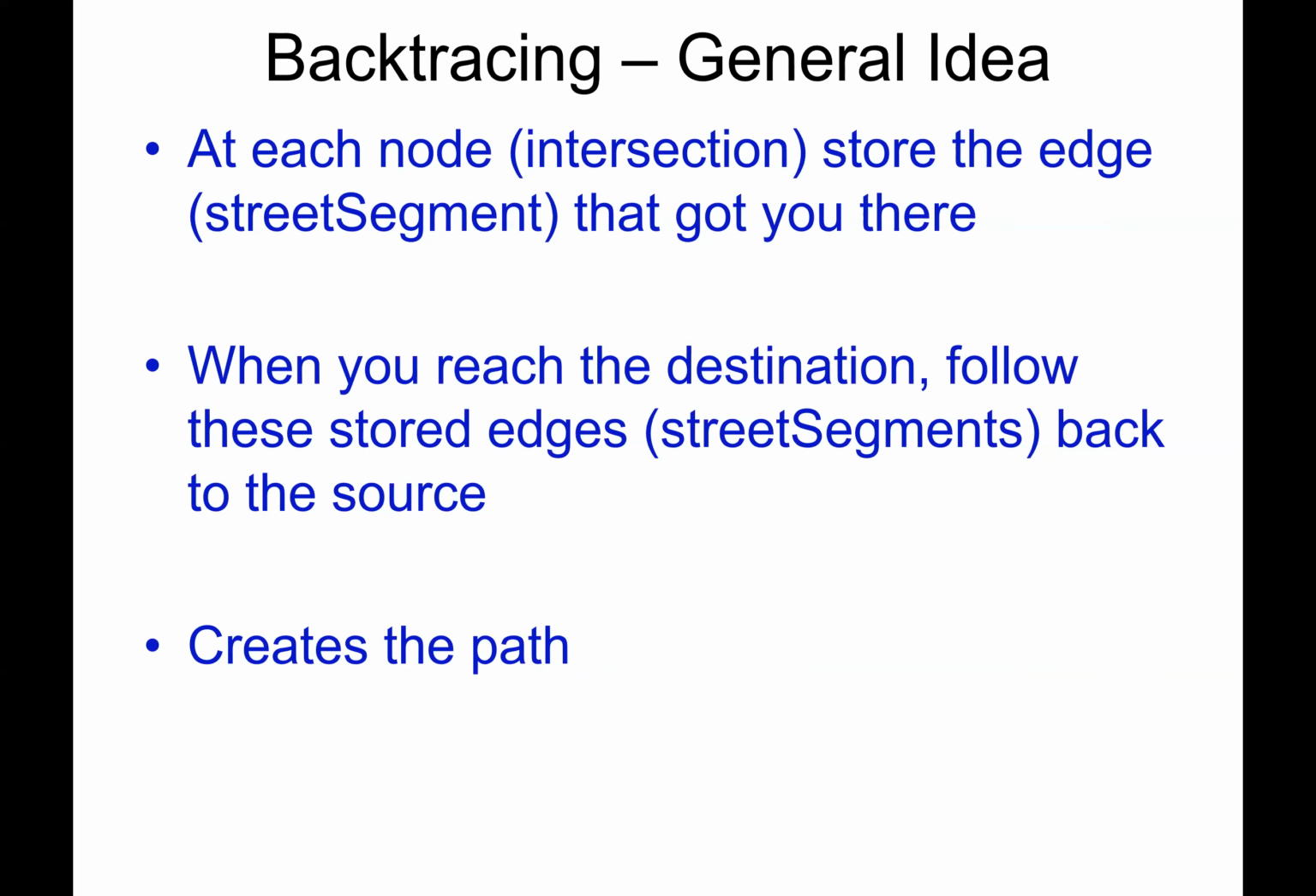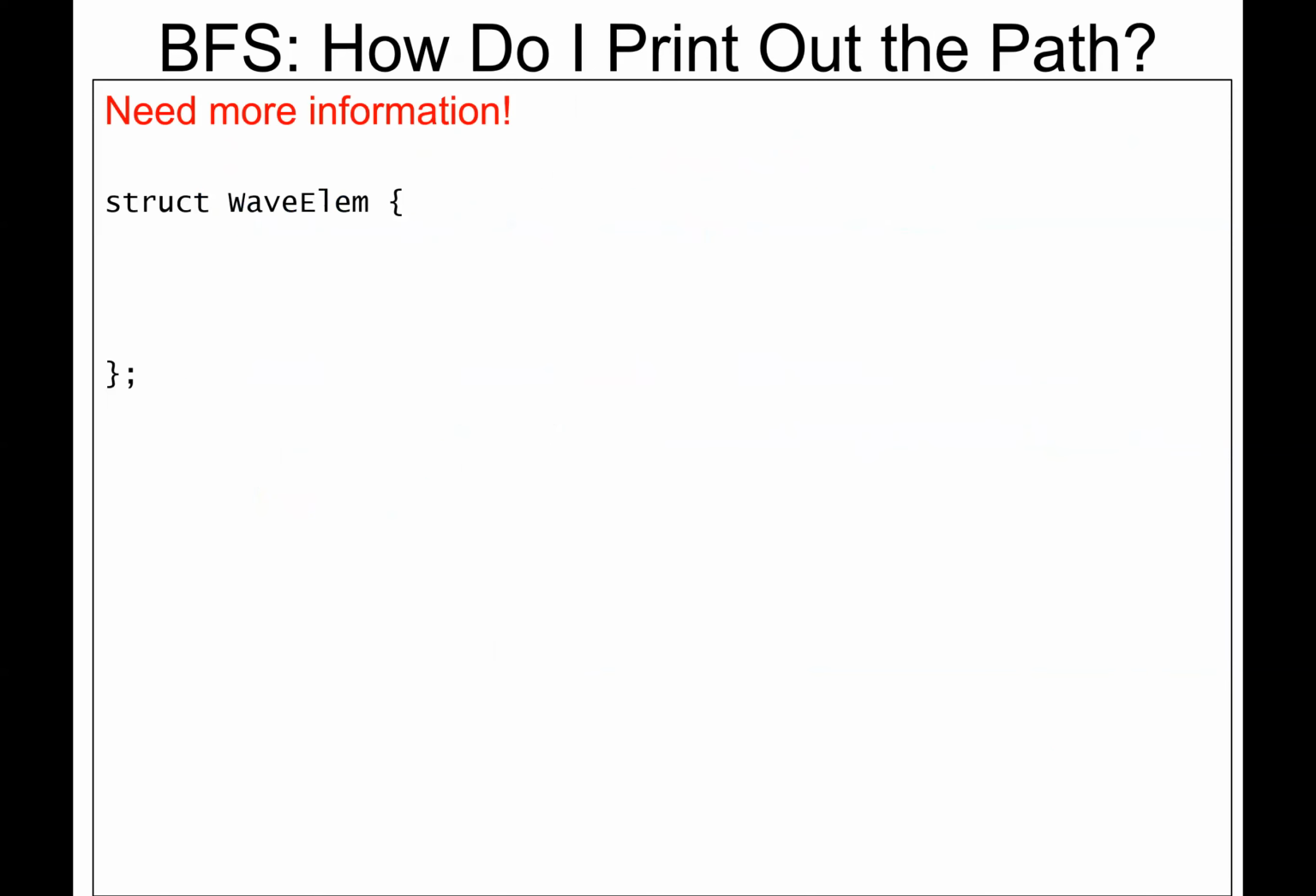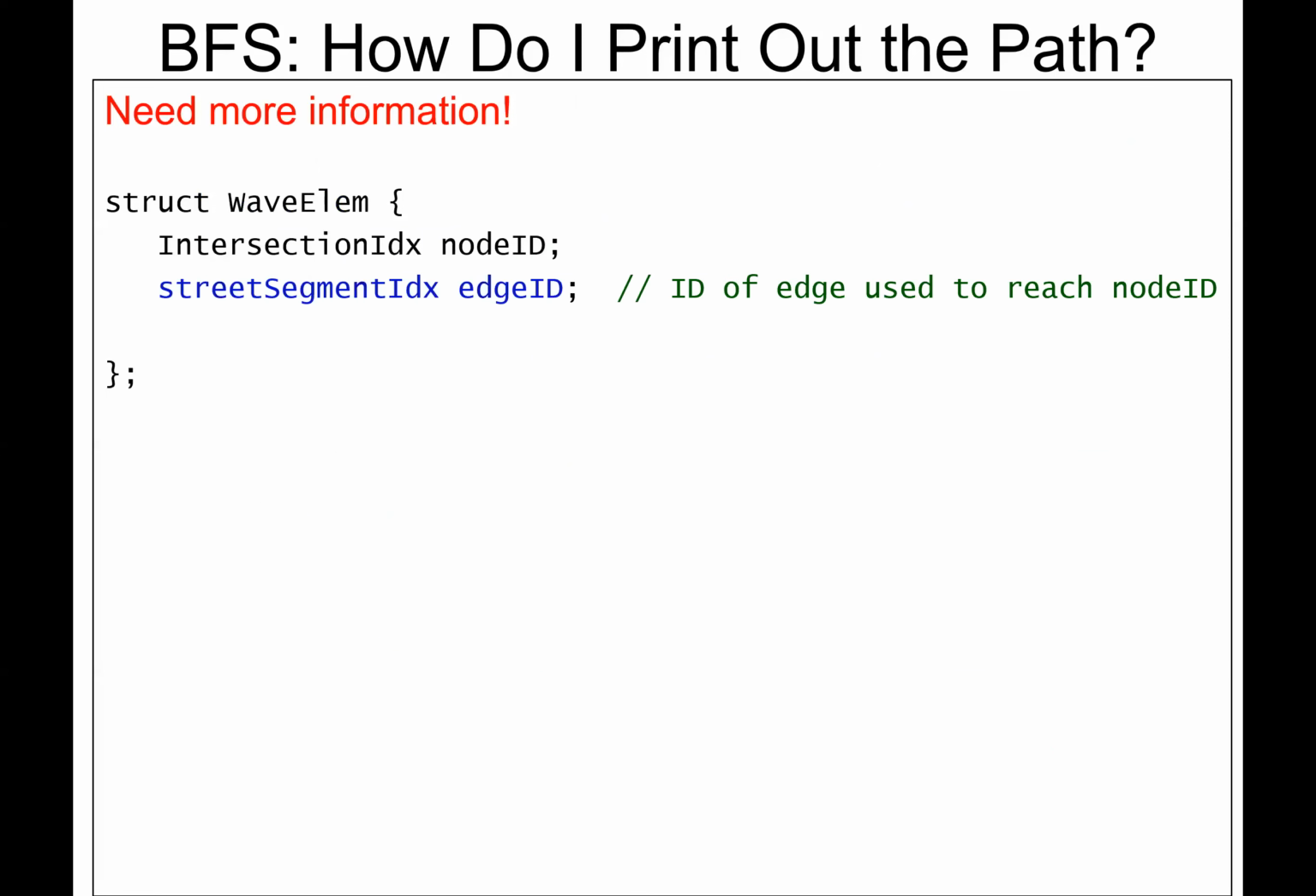This may be a little subtle, so let's see with an example. To do this, we actually need to store a little more information. My wavefront right now was just storing one thing, the node ID. I want to keep storing that, but I'm also going to store the edge ID. So when I put something in the wavefront, I'm saying, on my to-do list is intersection 23, I want to look at it next, but I also got to intersection 23 by following edge 58. Those two things both go into my wavefront.